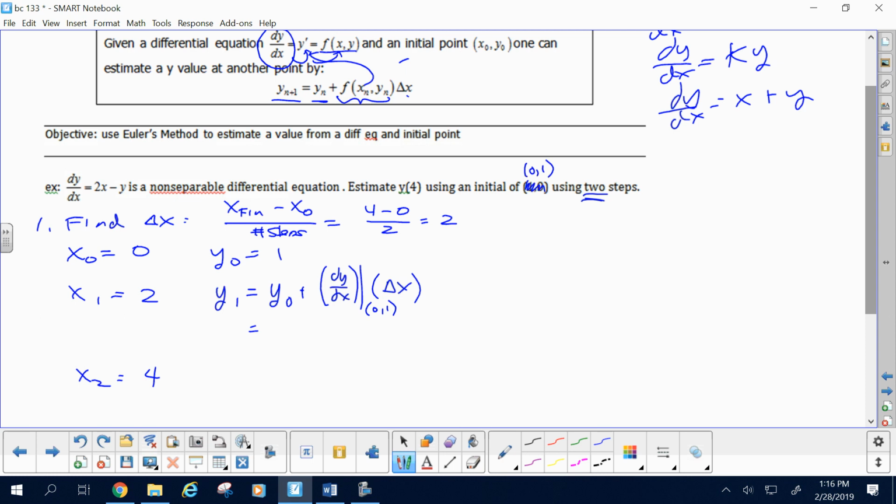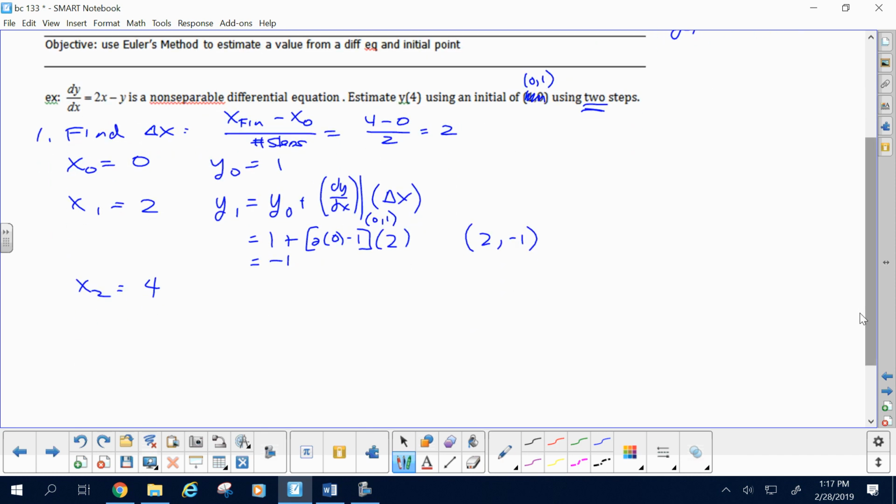y initial is 1. The derivative, depending on the problem, you might sometimes have to show some work and sometimes not. However much you can do mentally. What is 2 times 0 minus 1 for the slope? Negative 1, and delta x is 2. Evaluate it as quickly as you want, but what do we got there? 1 minus 2, so negative 1. All right. The point then I am at so far is 2, negative 1. That's x1, y1. Now let's go to x2, y2.